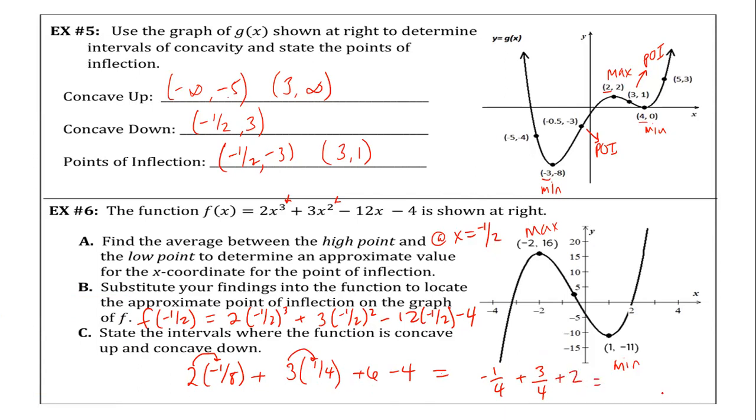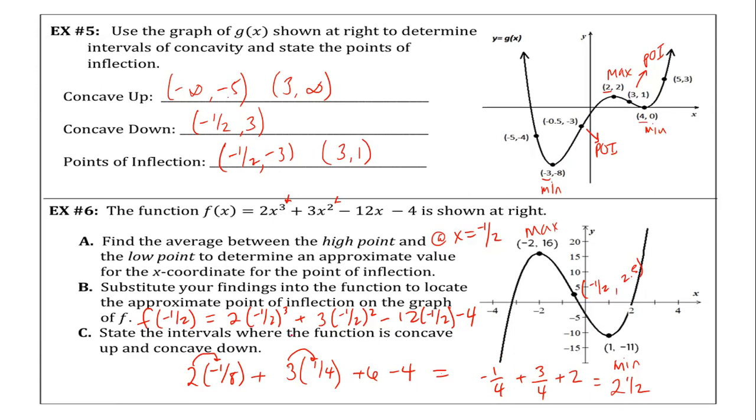All right, where are we at now? We combine the negative 1/4 and 3/4, and what does this make? A half, so our answer is 2.5. You did it. So our POI is at (-1/2, 2.5). Can I write 2.5? Is that okay? Okay.